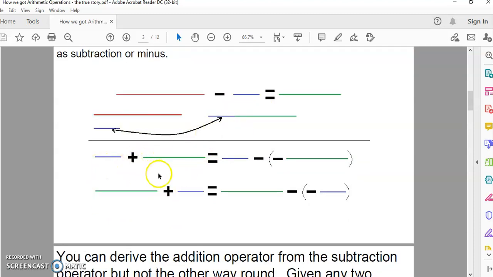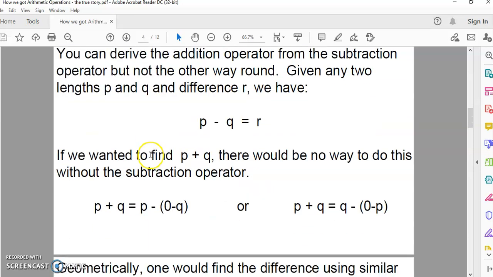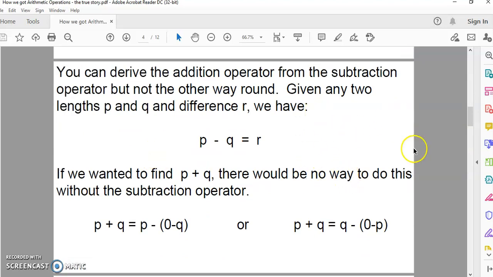And so I've shown you here that you can actually add these two values either like this or like this, but you have to use the minus operator. So you can derive the addition operator from subtraction, but not the other way around. So given two lengths p and q, as we have here, where the difference is r, if we want to define p plus q, there would be no way to do this without the subtraction operator. And I'll show you here how you can do it in one of these two ways, but you have to use the subtraction operator, okay? You cannot use the addition operator in the definition of itself.